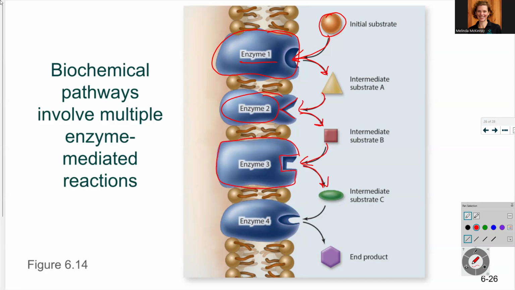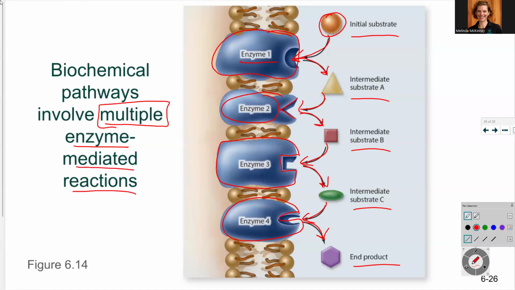You have another product, and this can be like for the first stage in cellular respiration, there's 13 enzymes that are involved in the pathway. So you've got this complex pathway, and there are multiple enzyme mediated reactions. That just means reactions that are controlled by enzymes. So this results in high regulation.